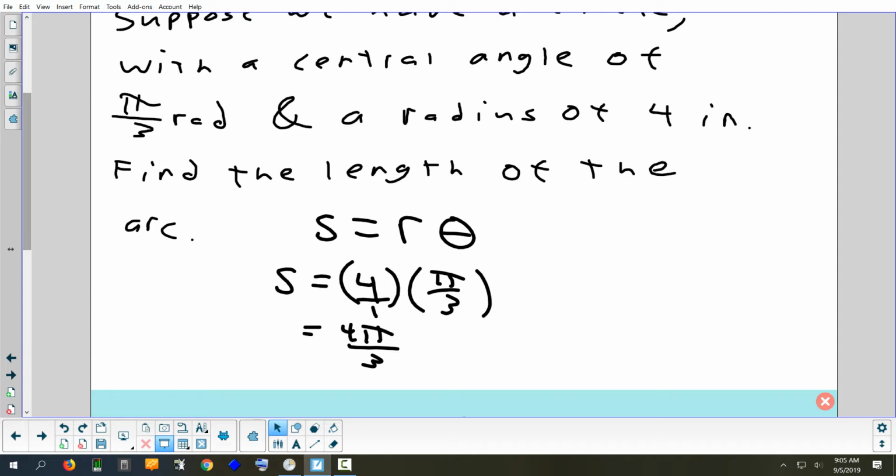Length. In this problem, we have to go back up and look at the units on our lengths, okay? Because this final answer needs a label. In this problem, what was my length unit? Radian. Radian is an angle unit. So radians is the angle. What was my length unit? Inches. Yep. So the length of the arc is 4 pi over 3 inches.